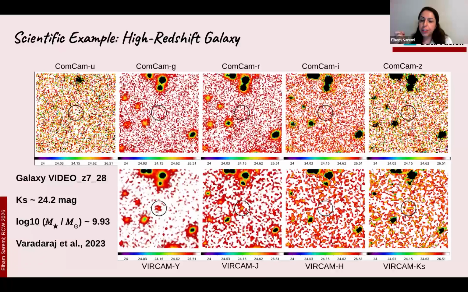At these redshifts, because the Lyman break shifts to very red wavelengths, the galaxy becomes faint in the optical while it is detected more clearly in the near infrared. So the VISTA bands are essential for identifying these kinds of objects.